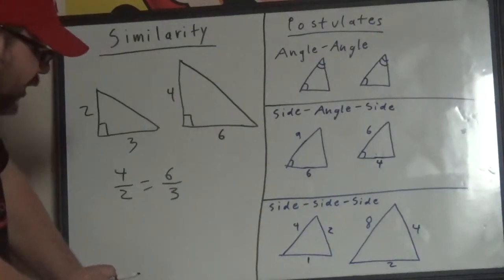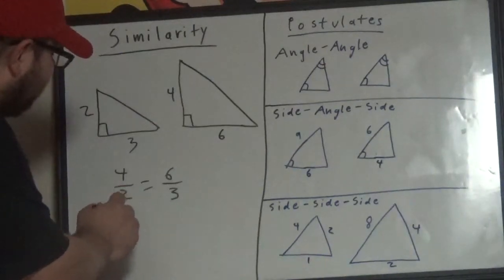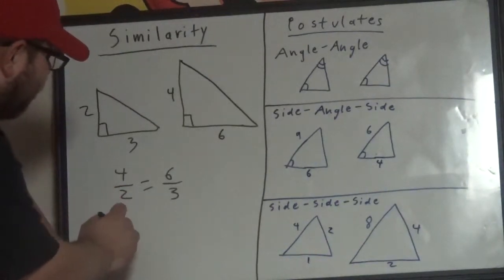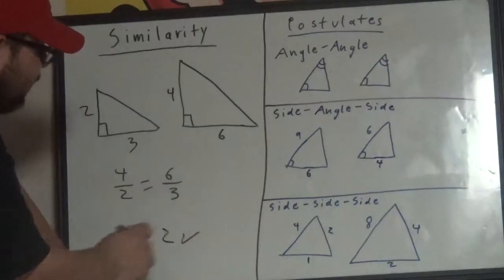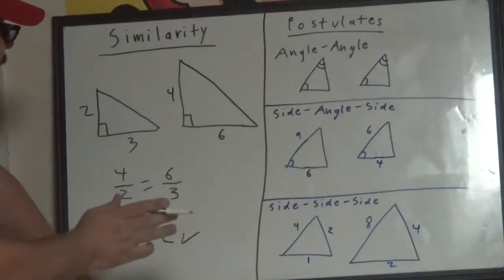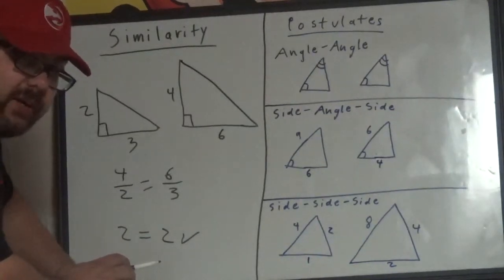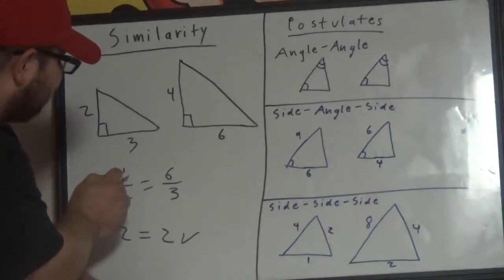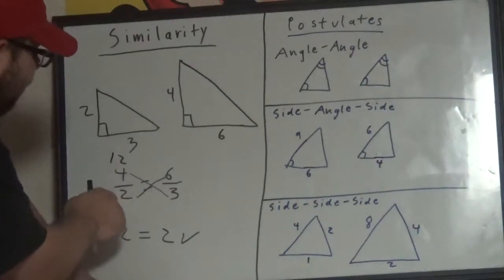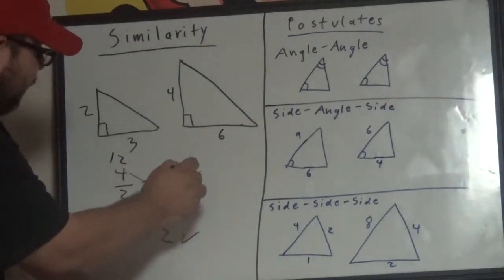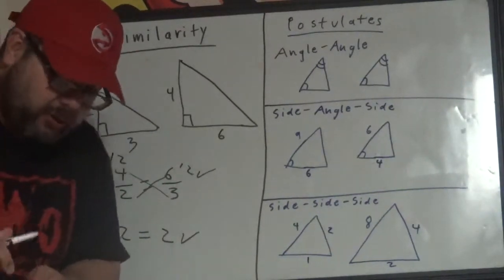There are 2 ways you can check this once it's set up, or 2 really good ways. One way is to divide. 4 divided by 2 equals 2. 6 divided by 3 also equals 2, so we know these are proportionate. The other way, and especially when you get to harder to divide numbers, the easiest way to do this is to cross multiply. 3 times 4 is 12, 2 times 6 is 12. So again, it shows that they're proportionate, and therefore these are similar triangles.